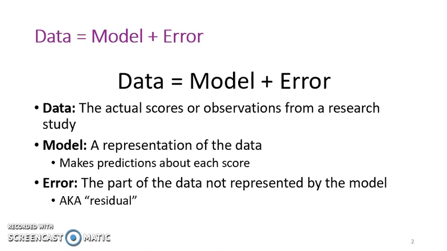Data refers to the collected data from a research study, that is, the actual scores or observations. A model is a representation of the data, a summary of the data that is used to make a prediction about each score in the data.